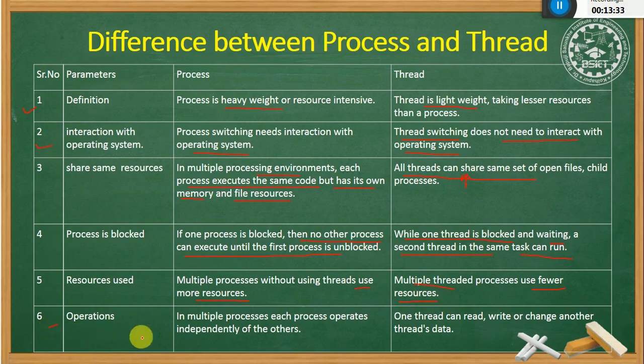Last, operation. In a multiprocess environment, each process operates independently of the others. In multi-threading, one thread can read, another thread can write, another thread can change. So every thread has its own individual activity and they can run in parallel at a time. So this is the basic difference between process and thread.